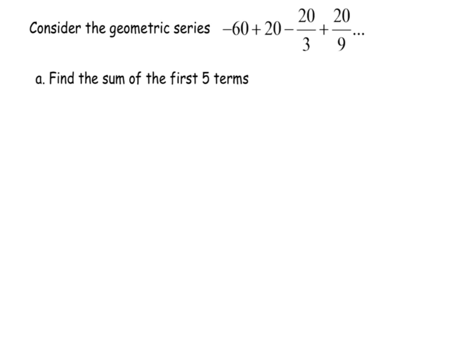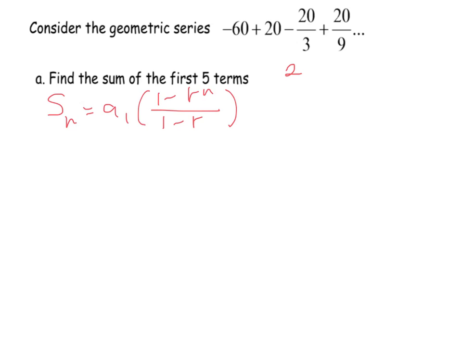In this next problem, we'll have to do somewhat similar work to what we did before. It says find the sum of the first 5 terms. So again, I start out with writing my formula. Sn equals a1 times 1 minus r to the n over 1 minus r. And let's find our common ratio.